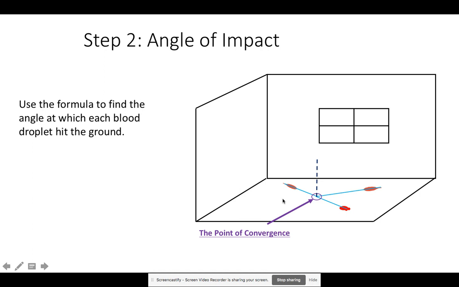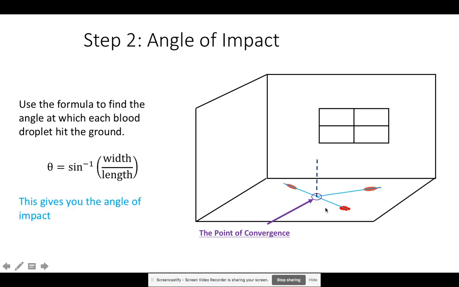Okay, so in order to do that, we are going to use the formula to find the angle at which each blood droplet hit the ground. Hopefully this is a little familiar, so I would measure the width of my bloodstain and divide it by the length and take the inverse of sine in order to get that blood angle. So this is going to tell you the angle at which the blood hit the ground.